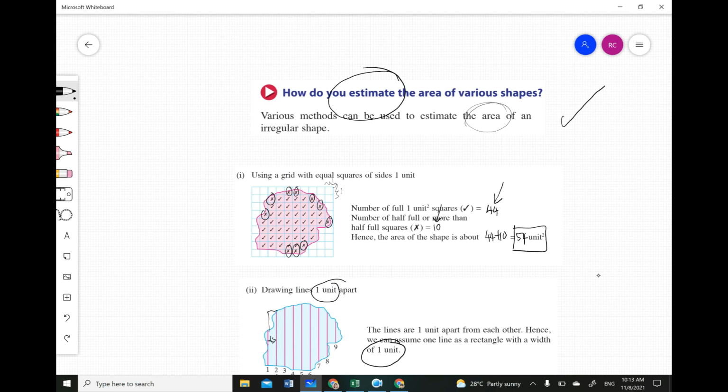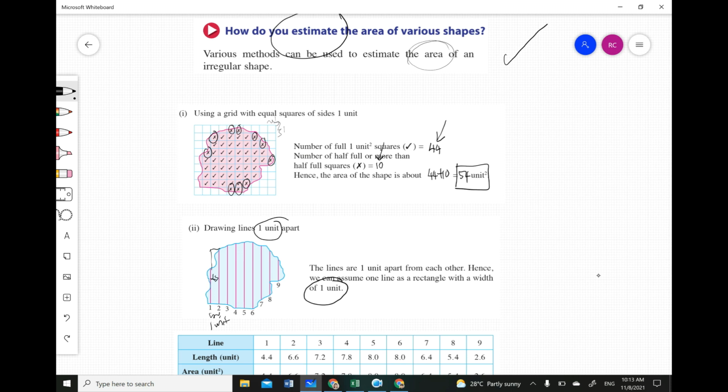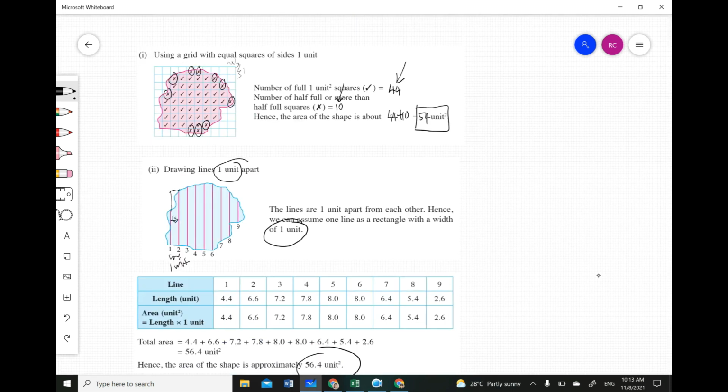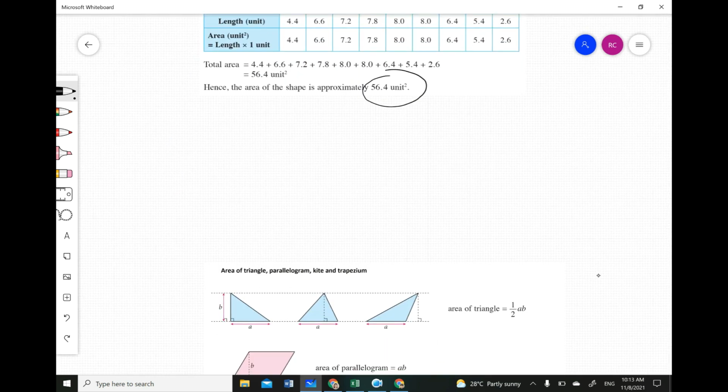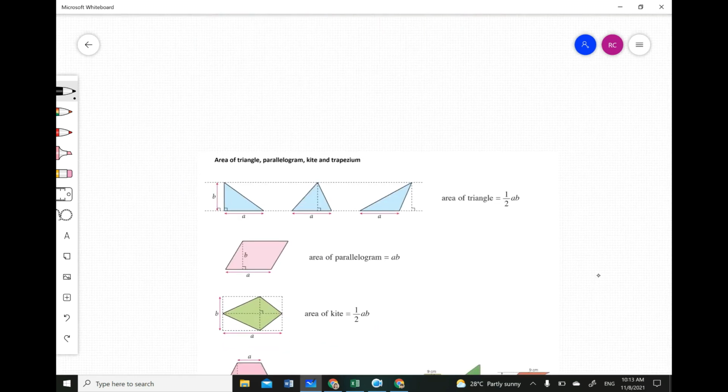We already learned estimation. Now, do you have any problem? No problem. Okay. Then we continue with the second part, whereby we are going to learn how to find the area of the 4 types of shapes.